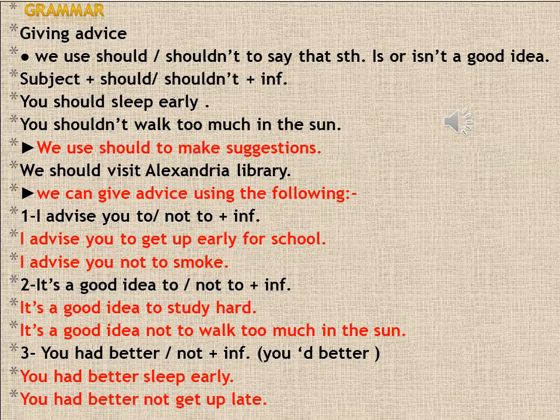We use should and shouldn't to say that something is or isn't a good idea. Should and shouldn't are followed by infinitive. So we put subject, should or shouldn't, plus infinitive. For example, you should sleep early. You shouldn't walk too much in the sun.